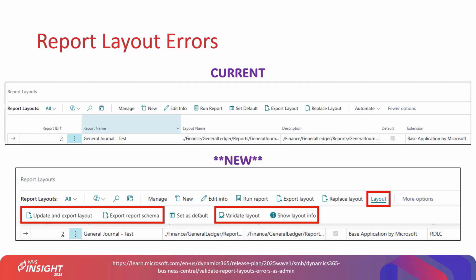Validating the layout is one of the biggest improvements because it allows the end user to validate and troubleshoot anything that might be wrong with the layout without getting the help of a developer or partner.